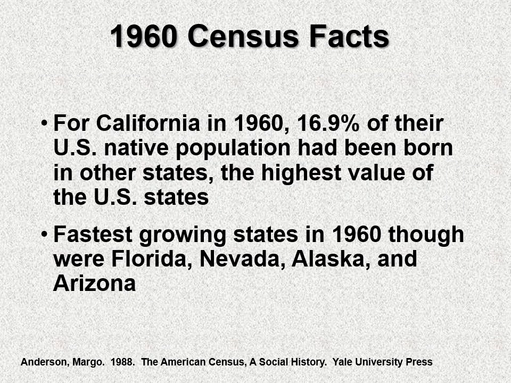So I found out, for instance, that for California in 1960, about 17% of their U.S. native population had been born in other states, the highest value of the U.S. states in 1960. People were moving to California in high numbers. However, the fastest growing states in 1960 were Florida, Nevada, Alaska, and Arizona.